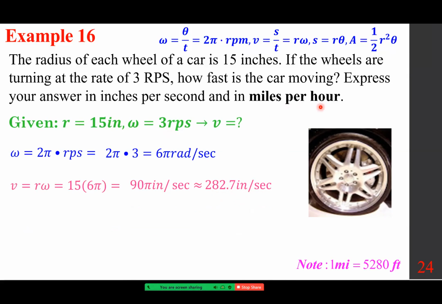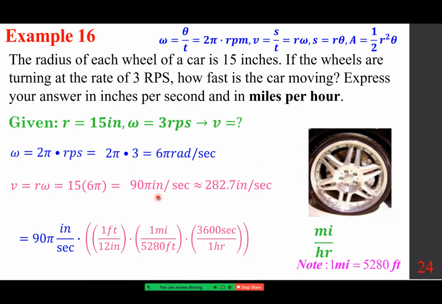And to go to miles per hour, we do the conversion. I don't want to spend too much time on it. It's 90 pi. I want to go with the precise answer, 90 pi inches per second. You multiply by 1 foot is 12 inches, 1 mile is 5280 feet, and 1 hour is 3600 seconds. Remember, 60 times 60. When you do that, it becomes 16.1 miles per hour.